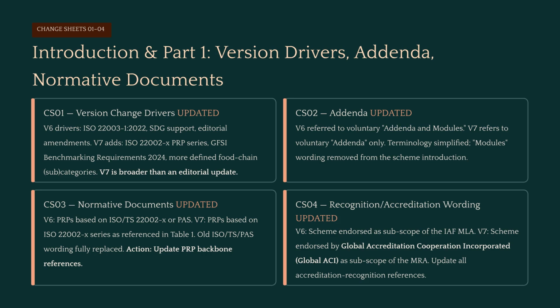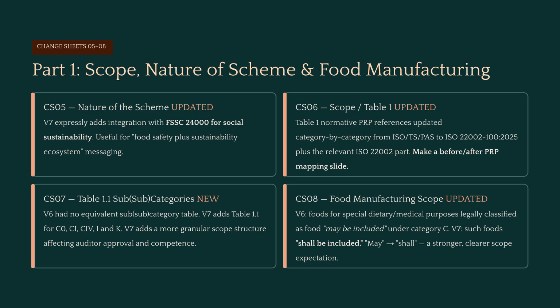It is also a structural and documentary modernization that affects terminology, benchmarking, and how the scheme is positioned in the wider accreditation ecosystem. Strategic integration is a major theme in version 7, and one of the clearest examples is the broader link with FSSC 24000 and social sustainability. This reflects an important trend in modern management systems. Food safety is no longer treated as a standalone discipline. Instead, it is increasingly connected with labor expectations, ethical practices, sustainability, and responsible business behavior.